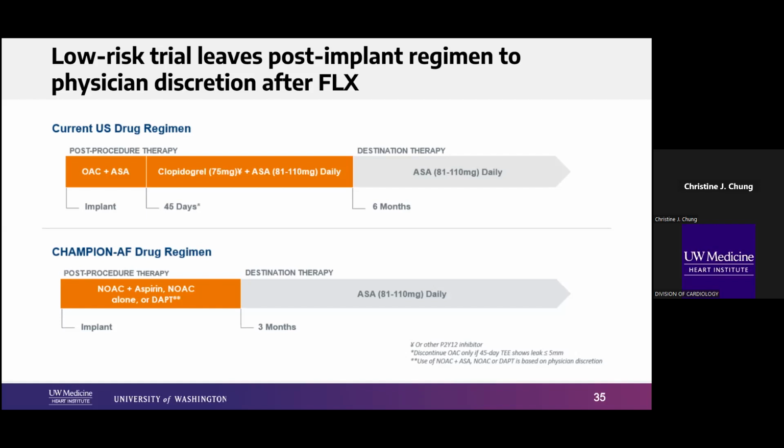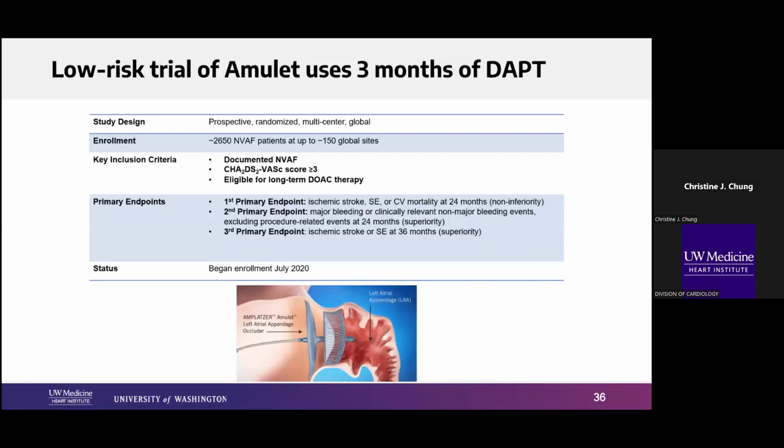In this study, the post-implant antithrombotic regimen is actually left up to the physician's discretion. So we'll get some randomized data out of this study over what may be potential differences between a platelet-based approach versus an oral anticoagulant-based approach. There is a very similar randomized trial of the Amulet device compared to current generation antithrombotics in a lower risk all-comers population of patients. In this study, the post-implant antithrombotic regimen will be 3 months of DAPT.